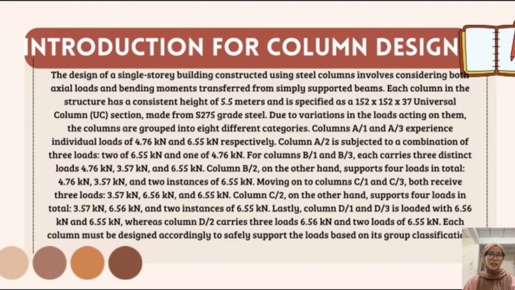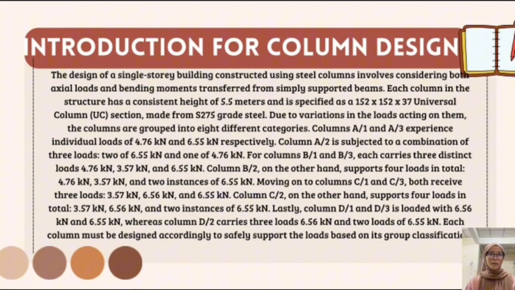Due to variation in the loads acting on them, the columns are grouped into 8 different categories. Columns A1 and A3 carry individual loads of 4.76 kN and 6.55 kN respectively. Column A2 is subjected to a combination of 3 loads, 2 of 6.55 kN and 1 of 4.76 kN.